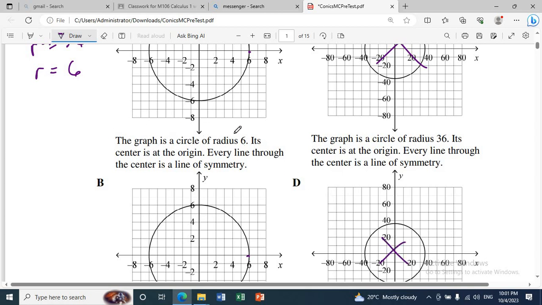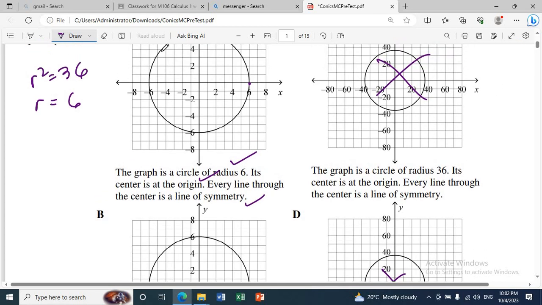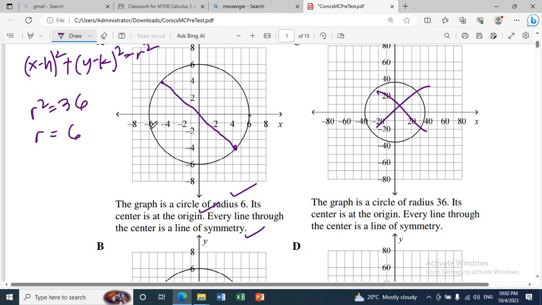So the graph is a circle of a radius 6. It's correct. Its center is at the origin, correct. Every line through the center is a line of symmetry. So every line passing through the center, so say for example, this is my line, which will pass through the center. So this is also an axis of symmetry or line of symmetry. So any line that crosses or passes through the center of the circle will always be the line of symmetry.